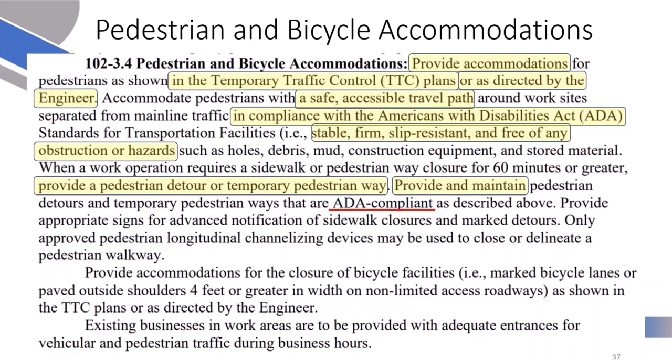The walking surface must remain, and this is the contractor's responsibility, firm, stable, and slip-resistant, and be free of any obstructions or hazards. A temporary pedestrian way must be provided when there's going to be a closure to an existing PED facility for 60 minutes or greater. And it must be ADA compliant.